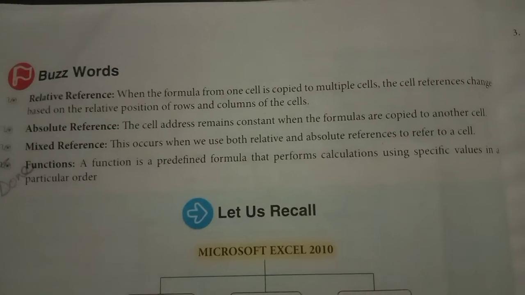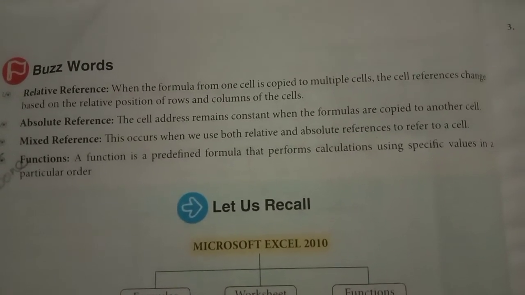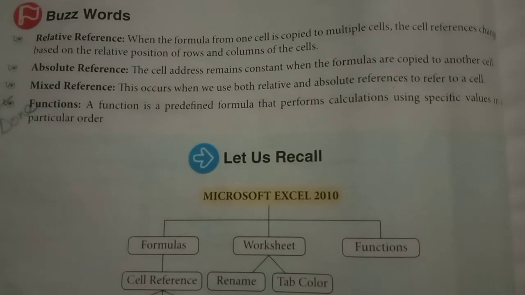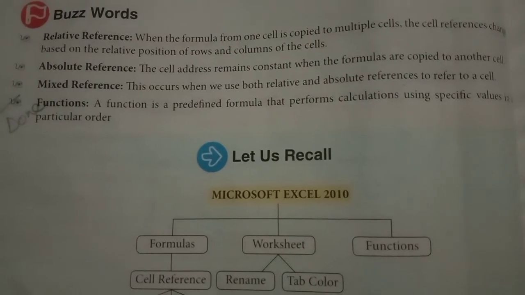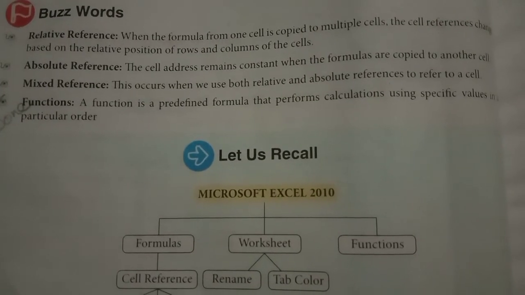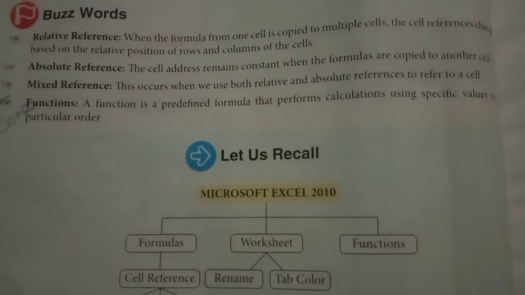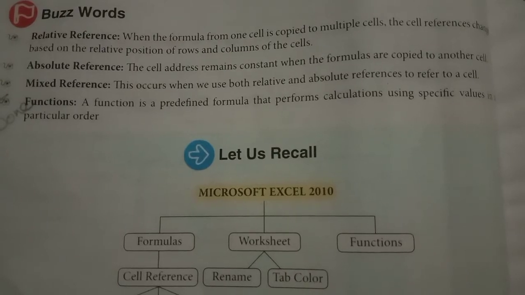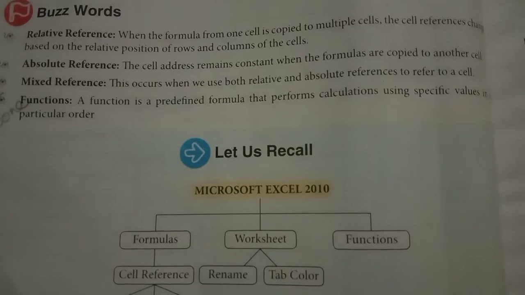Absolute reference: the cell address remains constant when the formula is copied to another cell. Mixed reference: this occurs when we use both relative and absolute reference to refer to a cell, when we are using both the references. Function: a function is a predefined formula that performs calculations using specific values in a particular order.